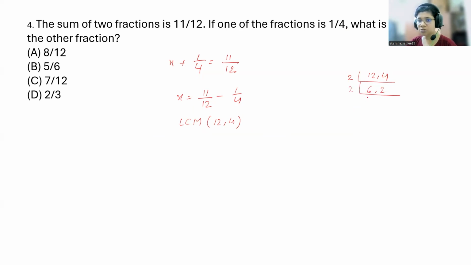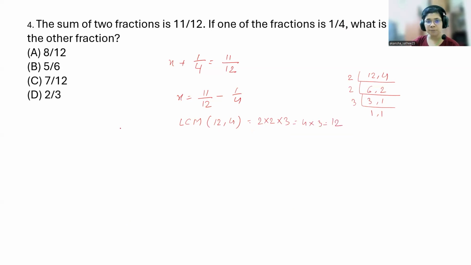So you know that 2 is one of them. If you divide 6 by 2, you will get 3. If you divide 2 by 2, you will get 1. So one is 1, the other is 3. So 3 is the only number which can divide 3. So 1, 1. So the LCM of these two is 2 into 2 into 3, and that is equal to 4 into 3, and that is equal to 12.